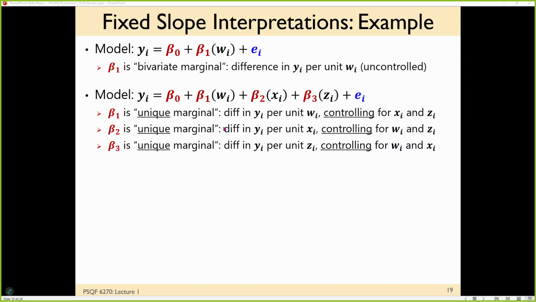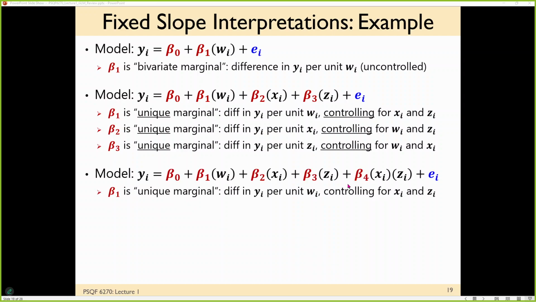Marginal for everybody. Now if I have a model that looks like this, beta 4 has been introduced. This is an interaction term. It is still a slope, but it is the slope of two variables literally multiplied together. You do not have to multiply them. You do not have to build this variable. The software can do it for you.